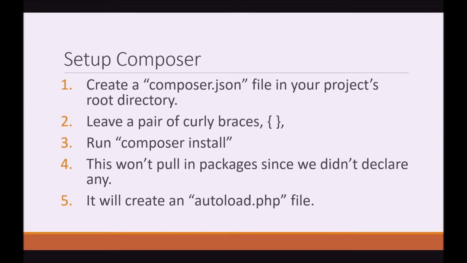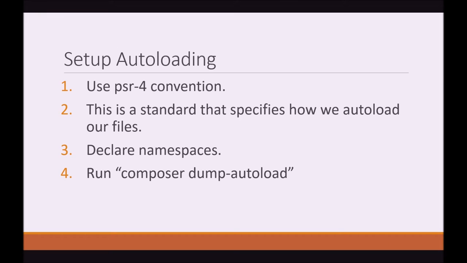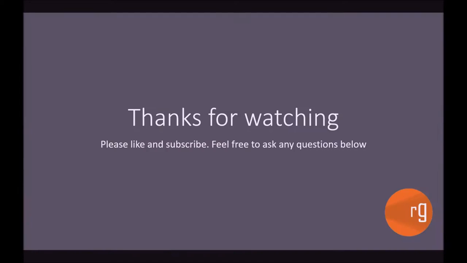Then we're going to set up Composer. We're going to create a composer.json file. We're going to leave a pair of curly braces there, leave it empty, and then run composer install. This won't pull any packages in since we didn't declare any, but it will create the autoload files. So then we're going to set up our autoloading. We're going to use PSR4 as our convention. This is just a standard that specifies how we autoload our files. We're then going to declare namespaces and run composer dump autoload.